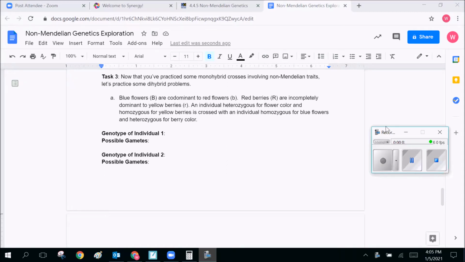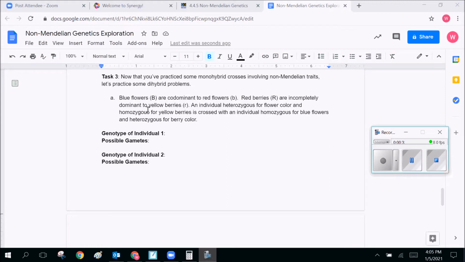Hey guys, this is going to be a quick tutorial on how to do task 3 for the non-Mendelian genetics exploration. Task 3 requires you to do dihybrid problems using non-Mendelian traits. So if you remember, non-Mendelian traits could be, in our case, for what we're practicing, either incomplete dominance or codominance. Incomplete dominance and codominance both mean that if you have a heterozygote, you're going to have a different phenotype than just the dominant or recessive that you are used to.